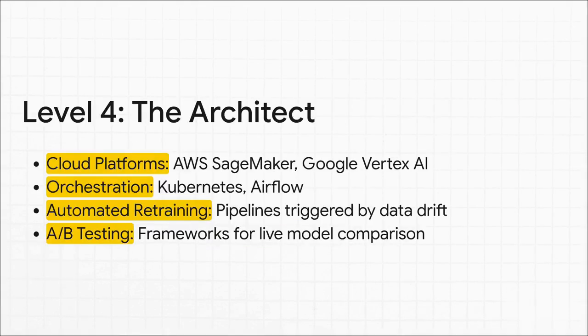Level 4 takes it up another notch. This is the systems architect, the person building for massive industrial scale. You're not just deploying one model, you're using cloud platforms like AWS SageMaker or Google's Vertex AI to manage dozens. You're orchestrating complex workflows with tools like Airflow or Kubernetes, and you're designing fully automated retraining pipelines. This is really what separates the mid-level engineers from the senior and MLOps leaders.